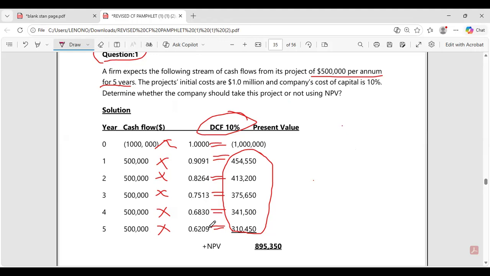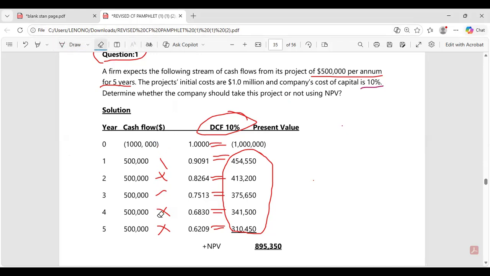Yes. Another question is, are we always going to be given the expected cash flow? Yes, those ones are given. And the cost of capital they'll give you in a question, yes, the 10%. If it's 10% or whatever rate you want, they'll give you.